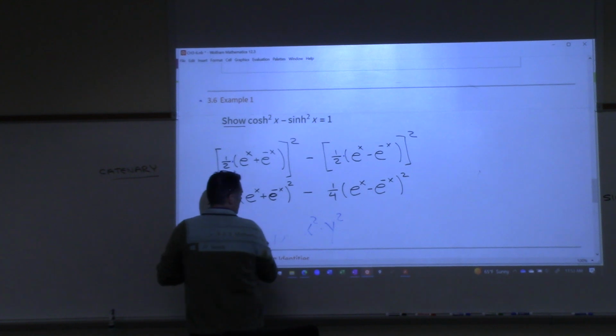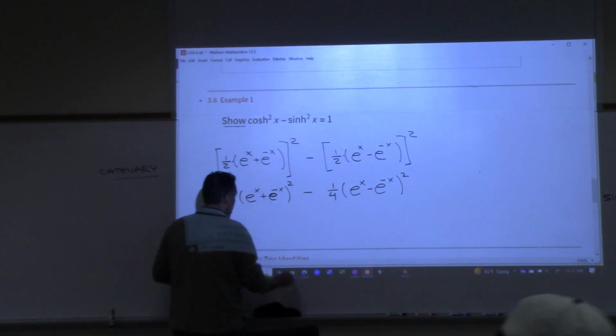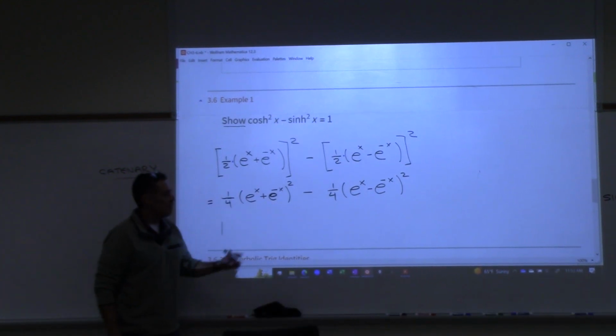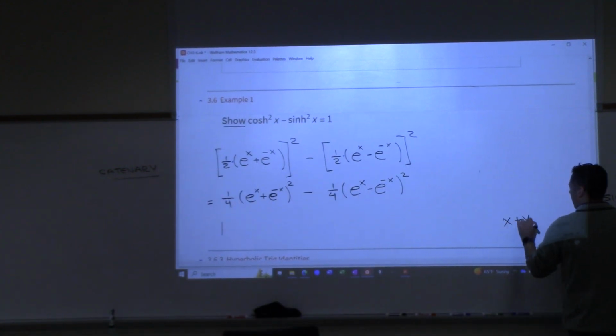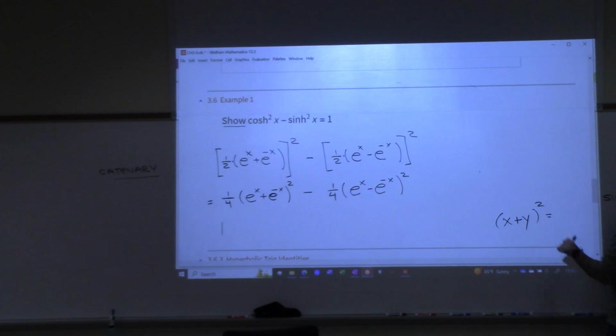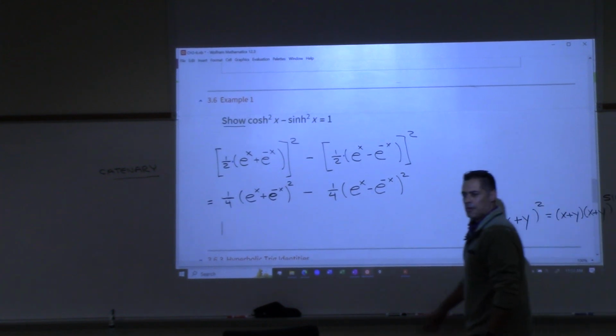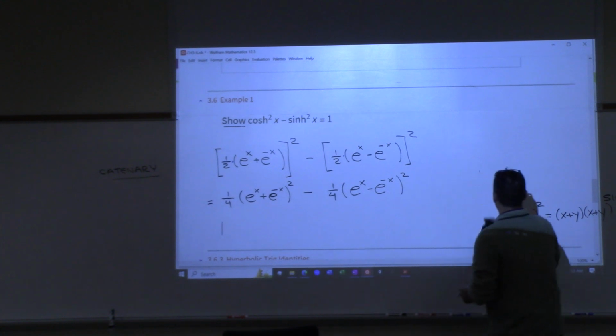How do you square a binomial? You have to FOIL it out, right? You have to do x plus y times x plus y. When you do e to the x times e to the negative x, what do you get? Let's see what you get.